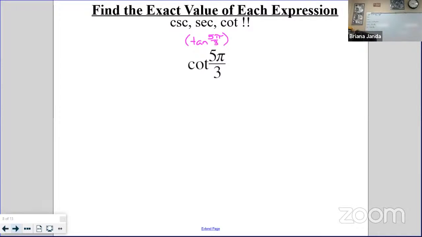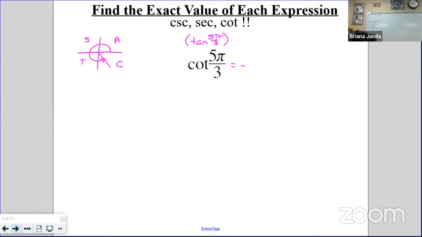The first part applies to everybody: 5 pi over 3. 5 pi over 3 should have been just short of a full circle, 6 pi over 3. Your angle should have fallen into quadrant 4. If we consider our All Students Take Calc, cosine and secant are the only things positive in quadrant 4, which means our answer ultimately will be a negative number.